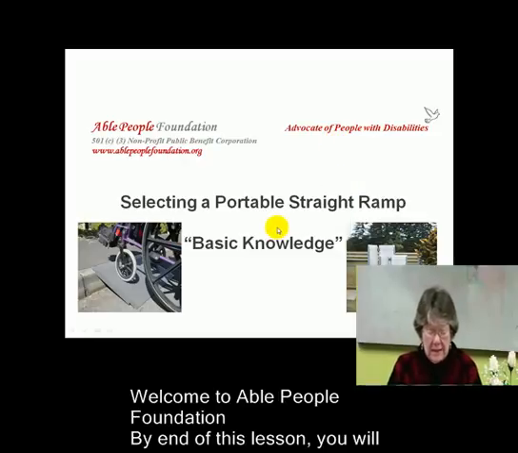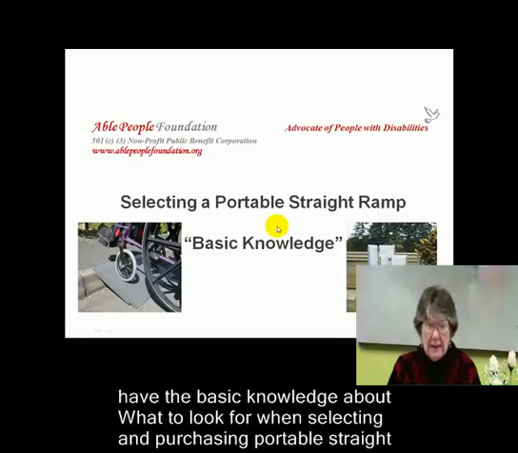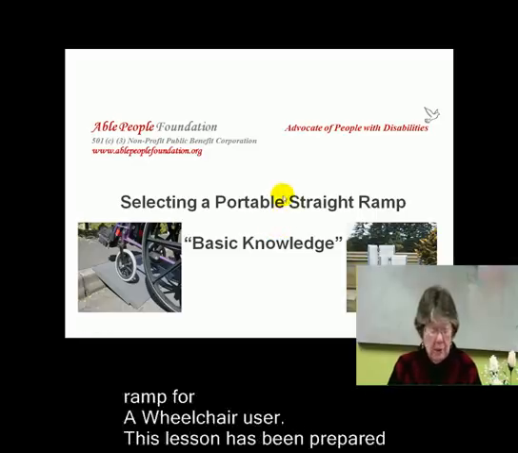By the end of this lesson, you will have the basic knowledge about what to look for when selecting and purchasing a portable straight ramp for a wheelchair user.